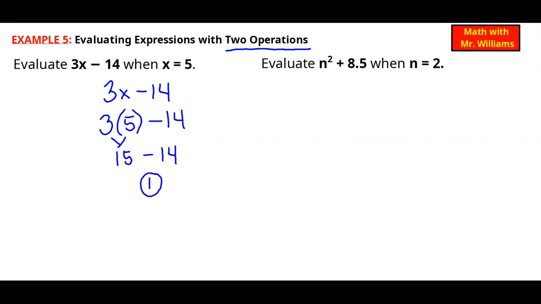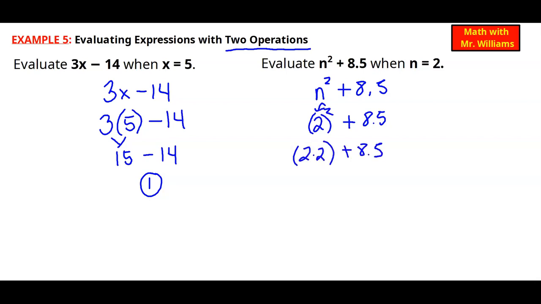All right, on to the second one. We have n squared plus 8.5 when n equals 2. Let's write down our expression. All right, so we have n squared plus 8.5, and we're going to substitute in the 2 now. So we have 2 squared plus 8.5. Let's break that up. We know that this exponent means that base that many times. So we have 2 times 2, and 2 times 2 is 4. And when we bring these two together, we have 4 plus 8.5, giving us the sum of 12.5 for our answer.